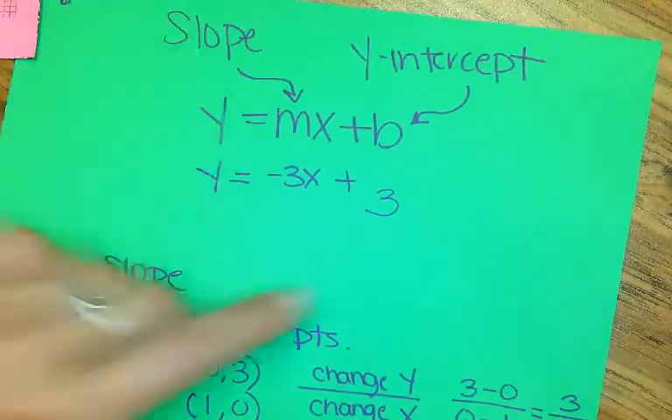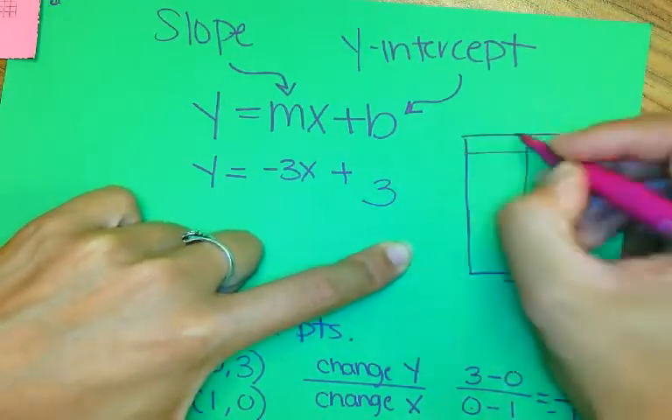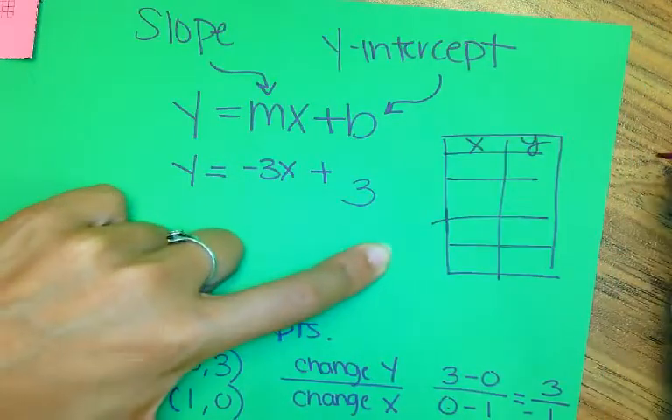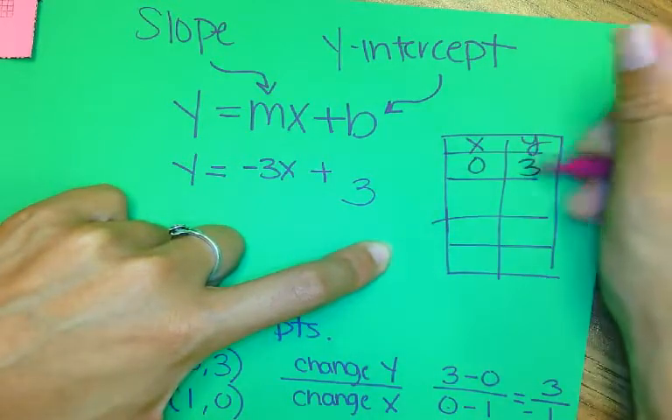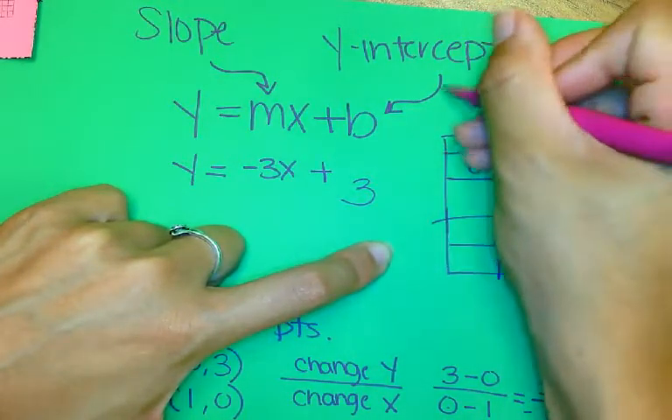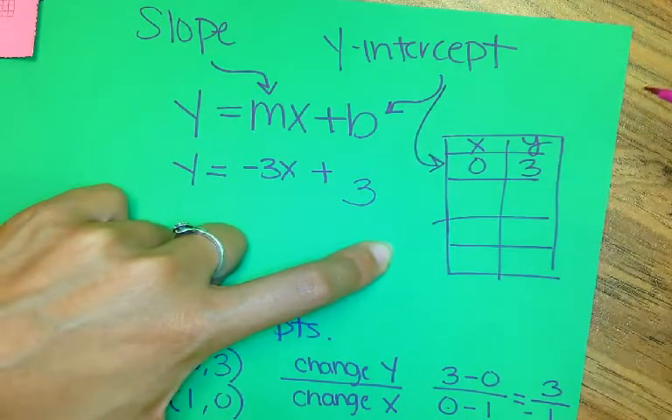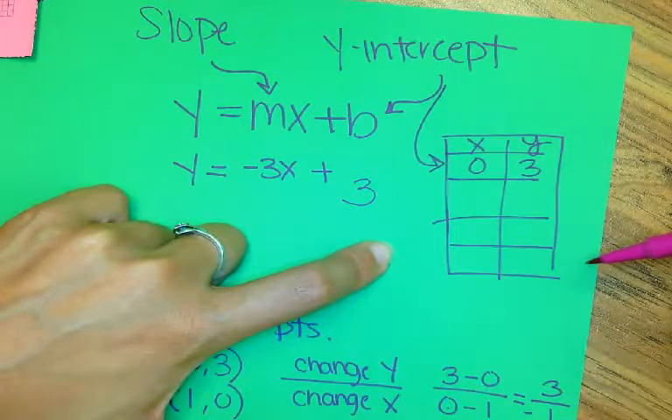Now, on a chart, say they give you x and y values, right? The point that has 0 for the x and a number for the y, that is your y-intercept, okay? Where 0 is x and the number is y, all right? Whether it's 5, 10, whatever. The number has to be y, okay?